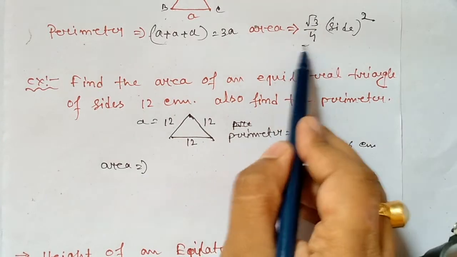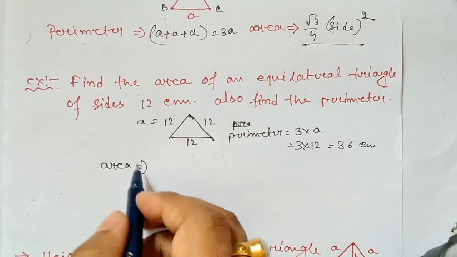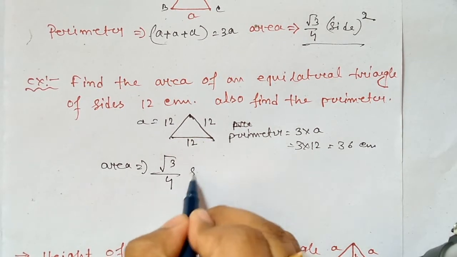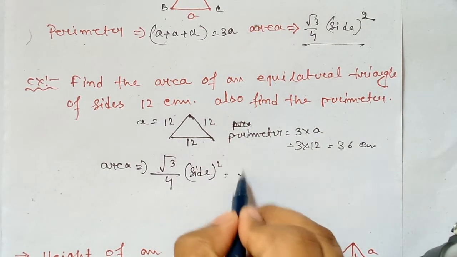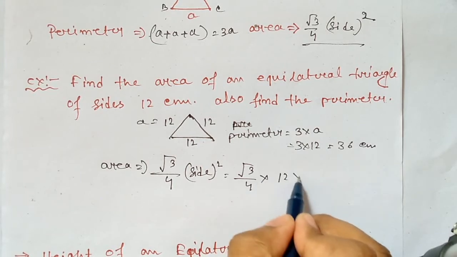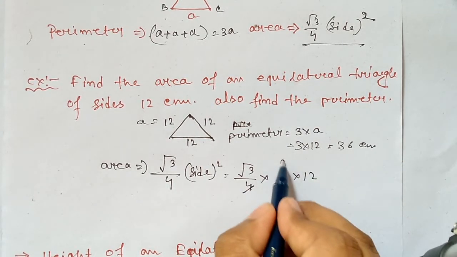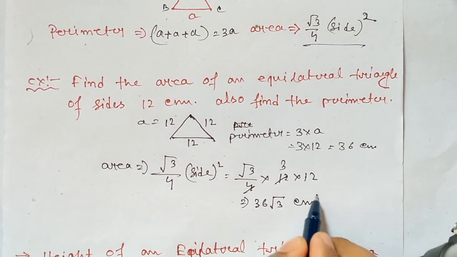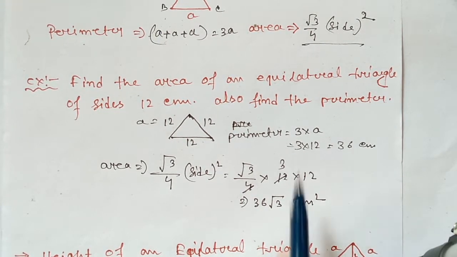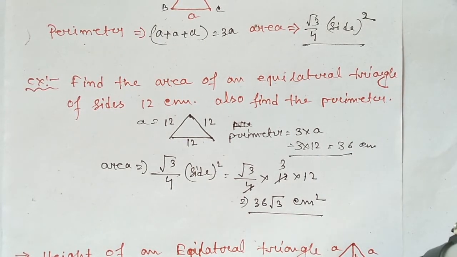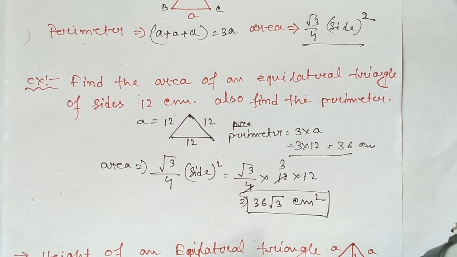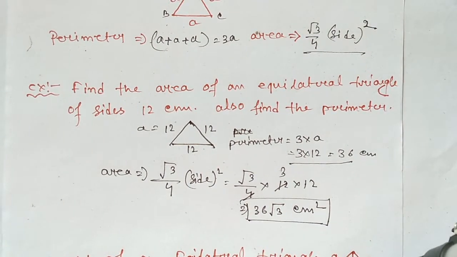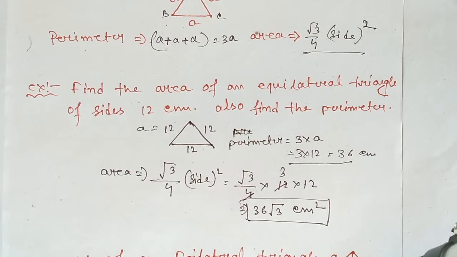Now we have to find the area. We have the formula of area, root over 3 by 4 into side square. So root over 3 by 4 into 12 into 12, which gives us 3 into 12, that is 36 root over 3 cm square. So this is our answer: this is the perimeter and this is the area of the equilateral triangle. In the case of an equilateral triangle, the perimeter is 3 times the side and the area is root over 3 by 4 into side square.